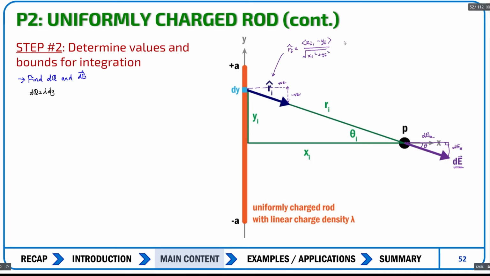Now, if I want to break this down into its x and y components for the unit vector, because dE is a vector, we have our Rix being equal to xi over the square root of xi squared plus yi squared. And you also have Riy equal to yi over the square root of xi squared plus yi squared.